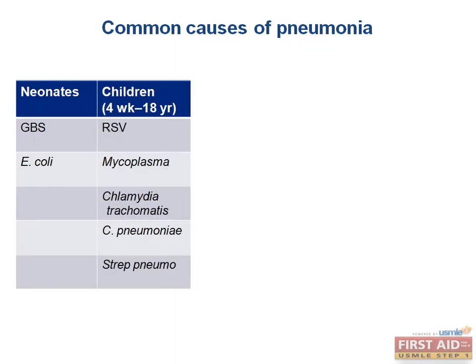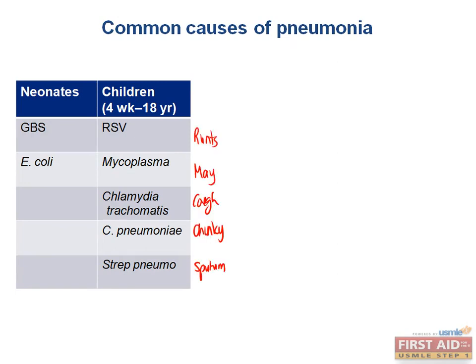Children from age 4 weeks to 18 years are much more likely to get pneumonia from viruses, such as respiratory syncytial virus. Remember that this virus infects even when maternal antibodies are still present in the infant. The common bacteria include Mycoplasma, Chlamydia trachomatis in infants, Chlamydia pneumoniae in teenagers, and Streptococcus pneumoniae. As I mentioned earlier, almost all children will be infected with RSV at some point in their life.